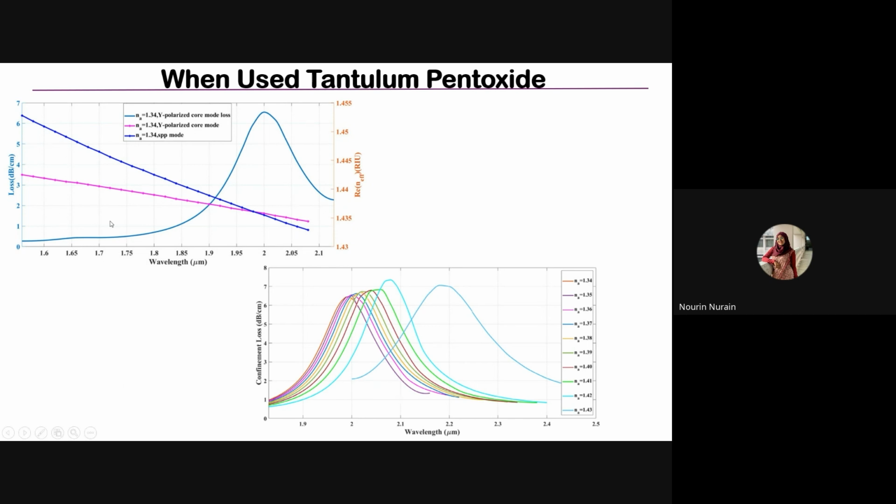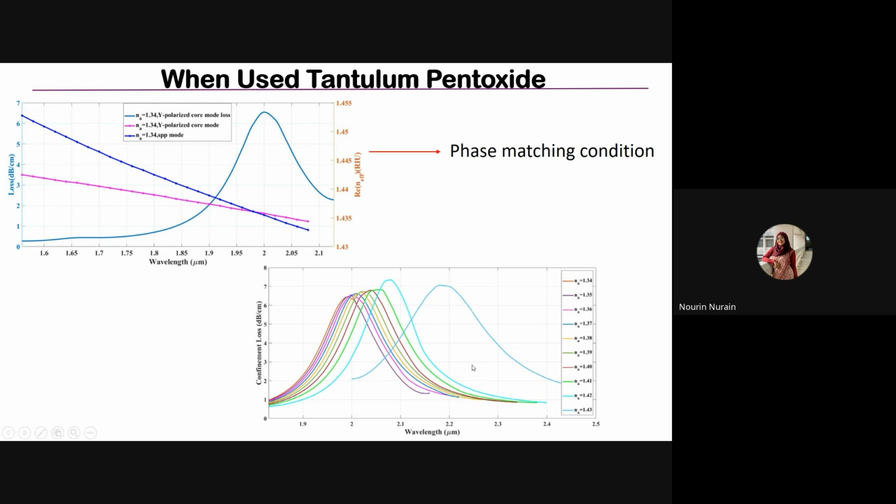So looking at the first graph, here we can see that the pink line is for the Y polarized light core mode, and the blue line is for the SPP mode. So as I have mentioned earlier about the resonance condition, when does resonance occur? When the core mode and the SPP mode intersect with each other in this region right here. At that time, the highest amount of light escapes from the core, causing resonance, and the loss is maximum at that moment. So this is the phase matching condition.